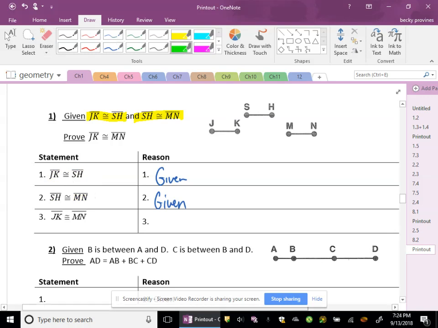In step number 3, where's JK? That's in step number 1. Where's MN? That's in step number 2. Do the 2 equations have something in common? They do. So guys, this is the third time I think we've had this property. Starts with a T. Transitive property. Okay.